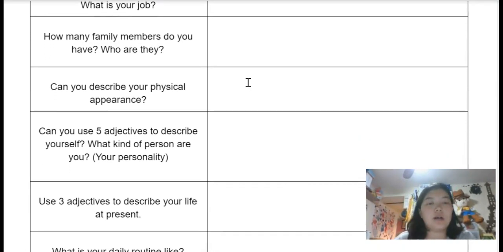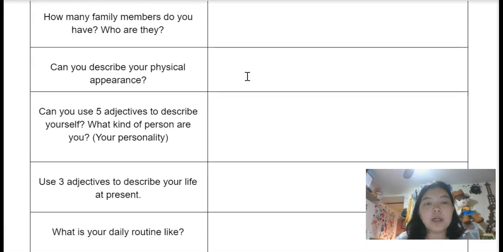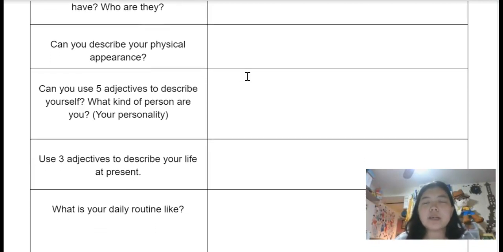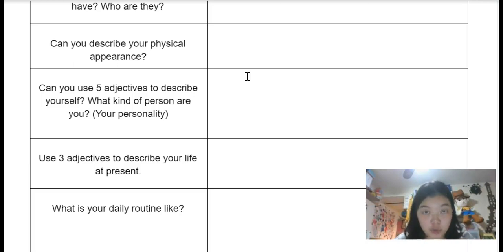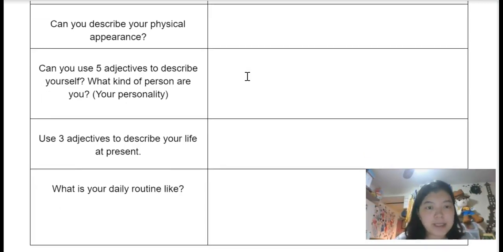And are there many family members? Do you have brother or sister? Who are they? And then you can also talk about your physical appearance. Are you a fully abled person, or are you a disabled person? How do you look? Are you tall? Are you short? Are you fat? So you can think about these.